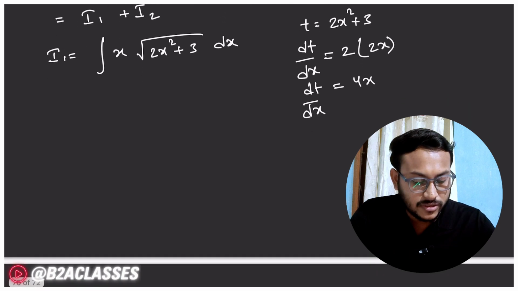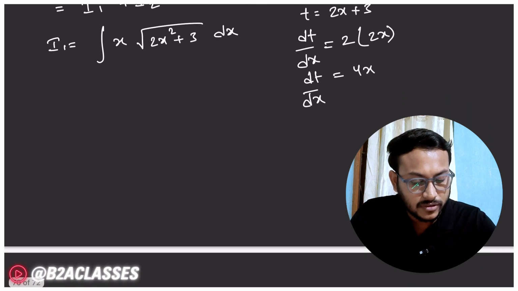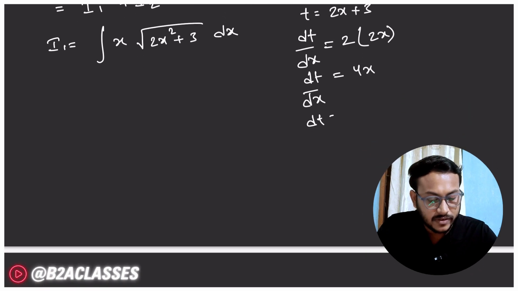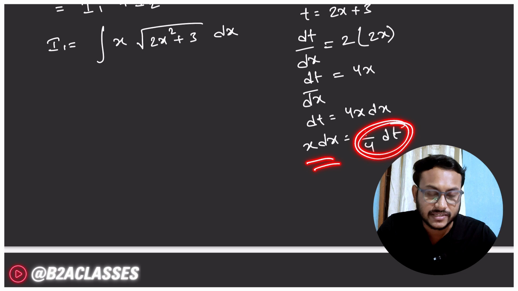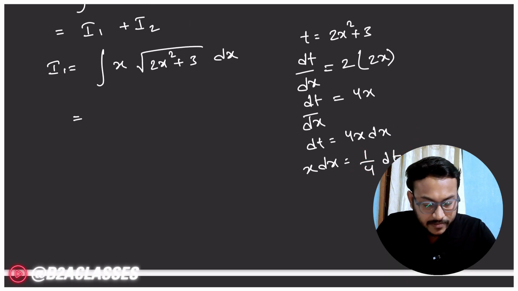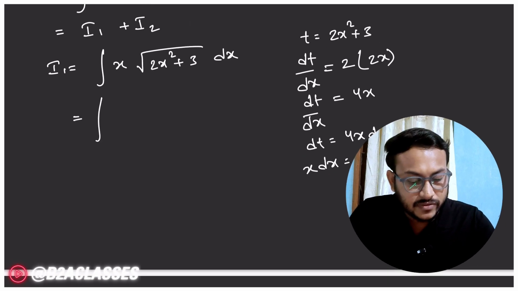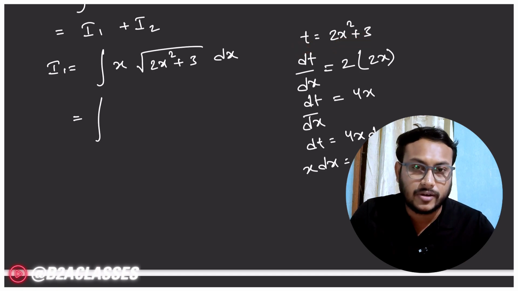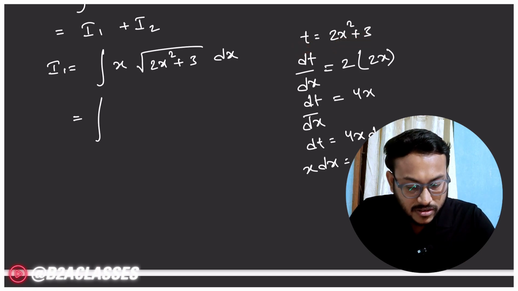Now we have to substitute. Multiply by dx. So dt will be equal to 4x into dx. From here I can find x dx. So x dx will be 1 by 4 dt. So now we will substitute 1 by 4 dt in place of x dx. So this will become basically integration of, and we have to substitute t in place of 2x square plus 3, so it will become root over t into dt upon 4.